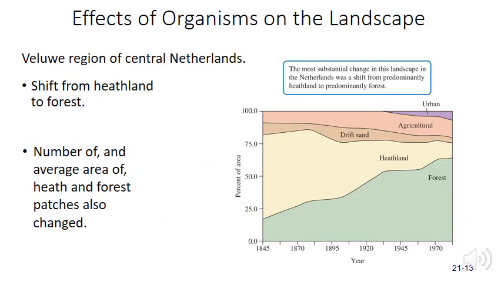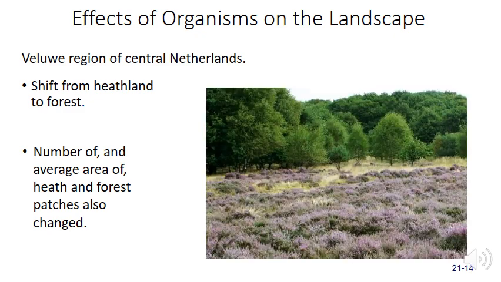This figure shows essentially how the landscape has been changing in the Veluwe region of central Holland over the last 150 years or so. As you can see, in the last maybe 70 or 80 years, we're starting to see some urban development in the region. The amount of the region that's used for agriculture has stayed fairly stable over the last 150 years or so. But what's changed in a big way is the conversion from heathland into mature forest.